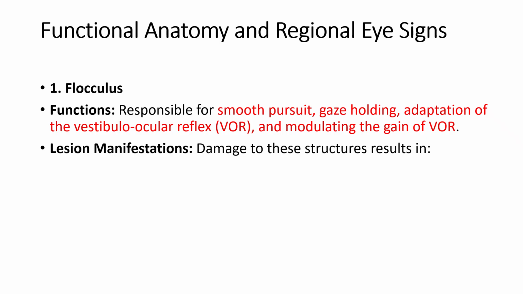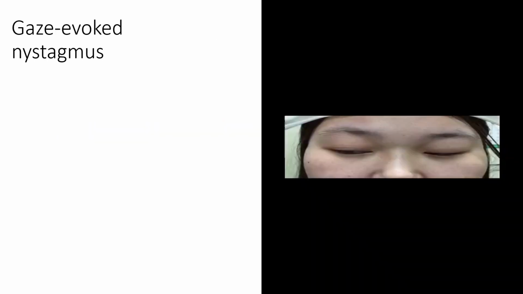Functional anatomy and regional eye signs. Flocculus. The function is responsible for smooth pursuits, gaze holding, adaptation of the vestibulo-ocular reflex, and modulation of gain of the vestibulo-ocular reflex. The lesion manifestation is that damage to the structure will result in gaze-evoked nystagmus.